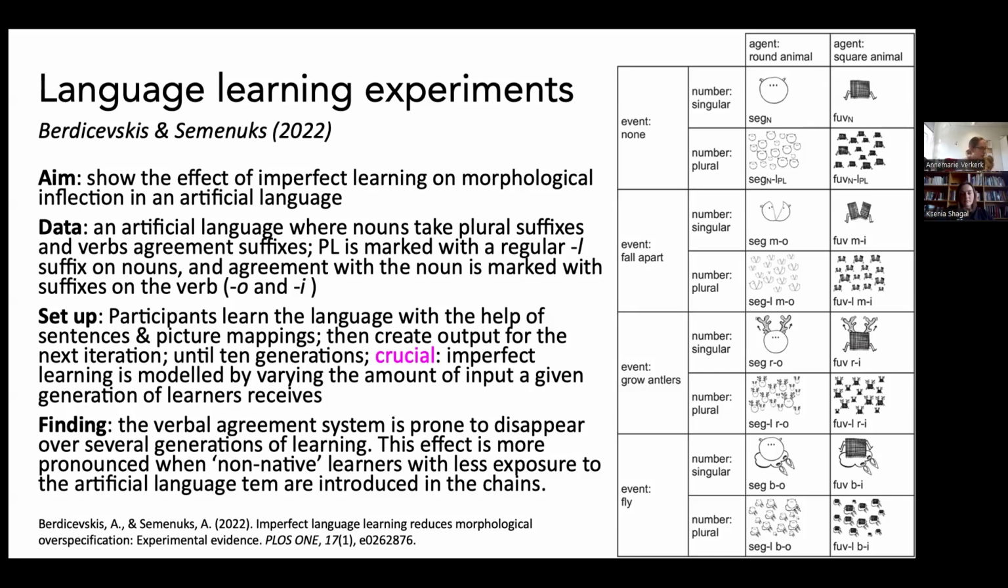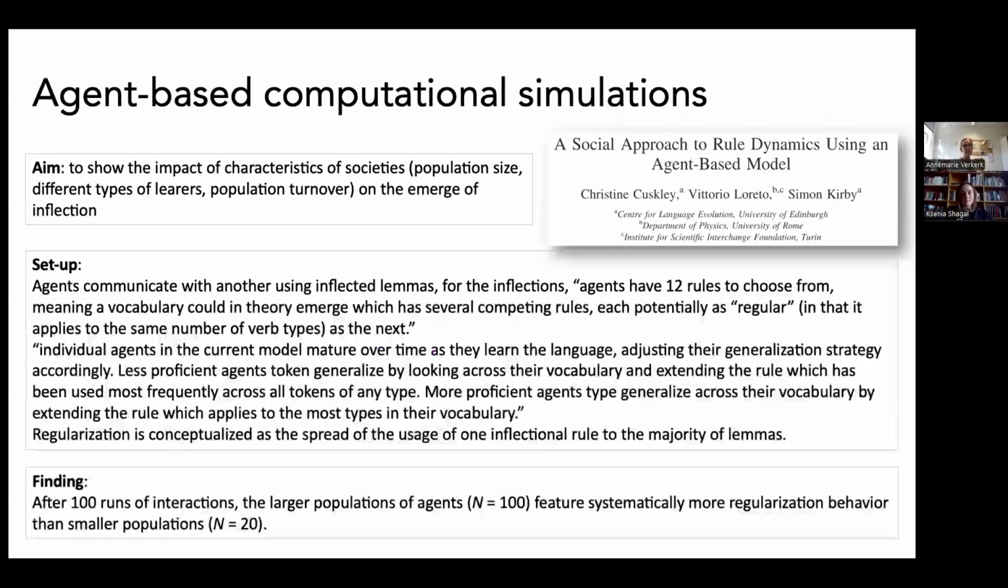Let me put it back. So that's the language learning experiment example. Then we go to the agent-based computational simulation. Here you have another example. Here it's Juskly et al., where, that's what the paper is called, a social approach to rule dynamics using an agent-based model.